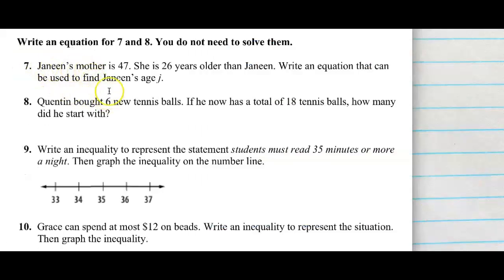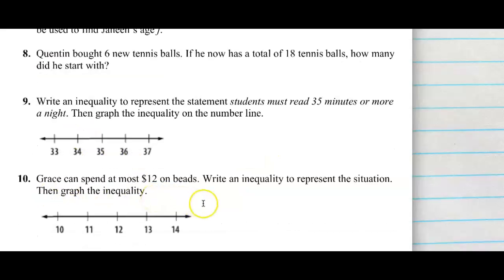For numbers 7 and 8, you're only going to need to read the situation and write the equation. So you're going to define the variable, draw a picture to help you figure out what kind of equation to write, and write the equation. You don't have to solve 7 or 8. You just have to write the equation with a variable. For number 9, you're writing an inequality, but it also says to graph the inequality, so you do need to make sure that you do that. And the same thing for number 10. You come up with your own variable, write the inequality, and then make sure that you're graphing those inequalities.